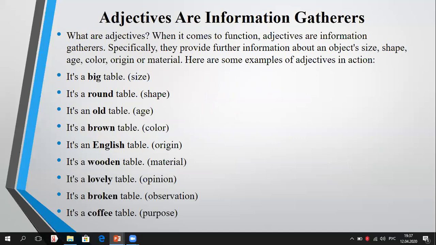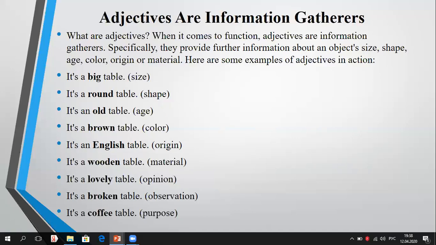Adjectives are information gatherers. When it comes to function, adjectives are information gatherers. Specifically, they provide further information about an object's size, shape, age, color, origin, or material. Here are some examples of adjectives in action. The first example: it's a big table. The adjective big gives information about the size of the table.